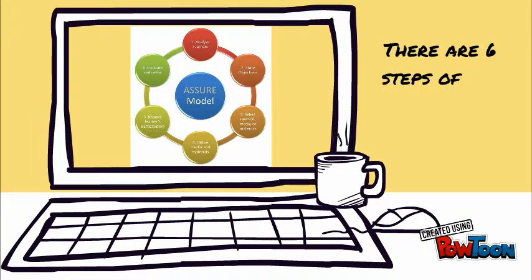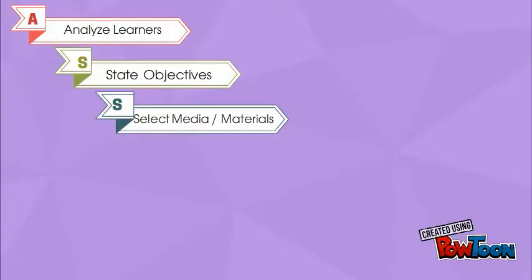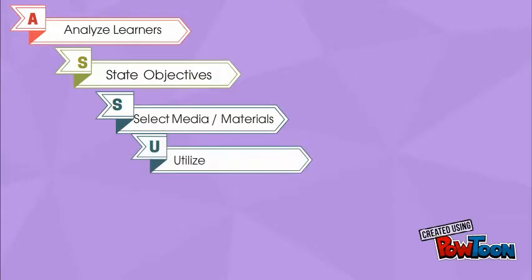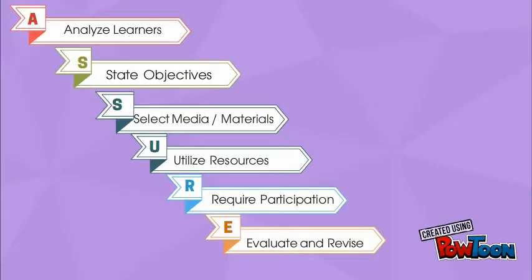There are 6 steps of the ASSURE model. ASSURE stands for A, Analyze learners; S, State objectives; S, Select media and materials; U, Utilize resources; R, Require participation; E, Evaluate and revise.